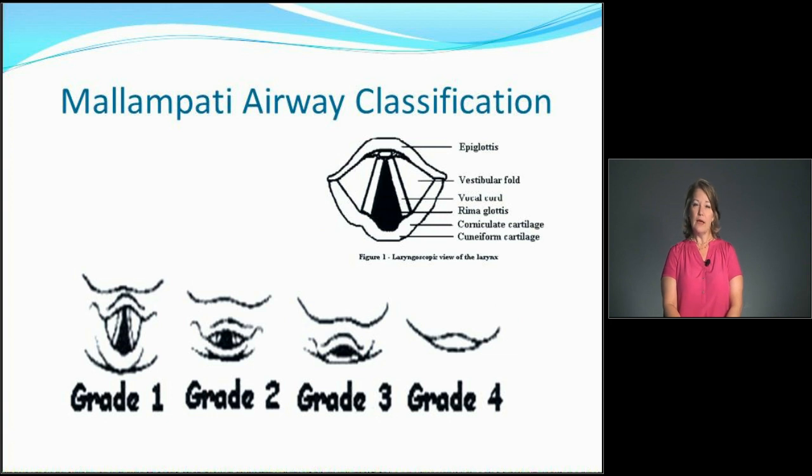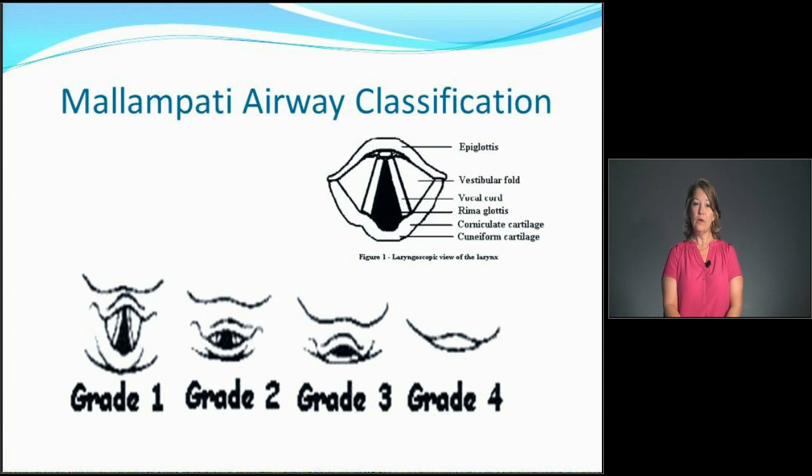And this slide actually portrays the Mallampati airway classification when the anesthesia care provider has a laryngoscope and they're actually looking at those vocal cords. And so in a grade 1 Mallampati airway classification, you see the full vocal cords, a nice full opening, going all the way down to a grade 4 where it is just literally a black hole. You see nothing at all with a grade 4.